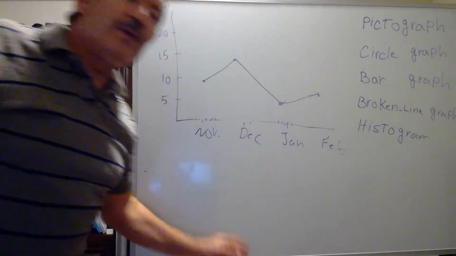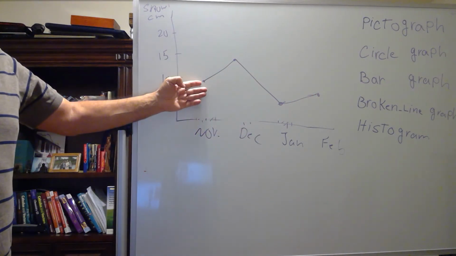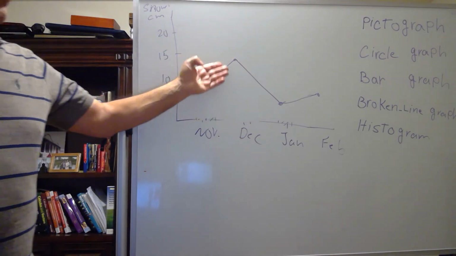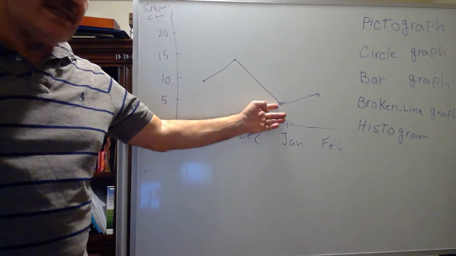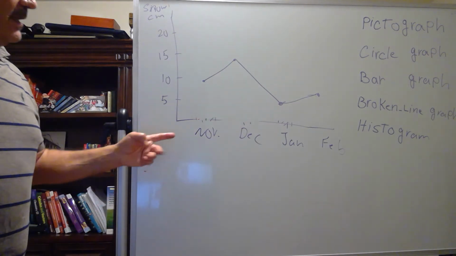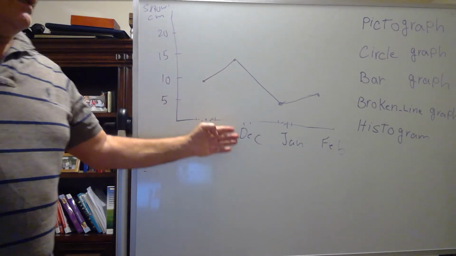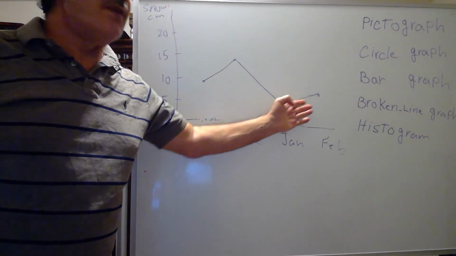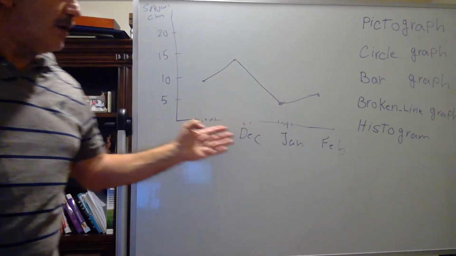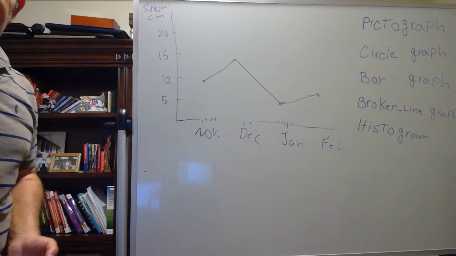The advantage of this one is that we can see the trend of the data. As an example, from November to December snowfall is increasing, then from December to January it is decreasing, and from January to February it is increasing again. But as you see, the increase from November to December is sharper than the increase from January to February, and from December to January it is decreasing sharply. We can see the trend of the data when we are using the broken line graph.